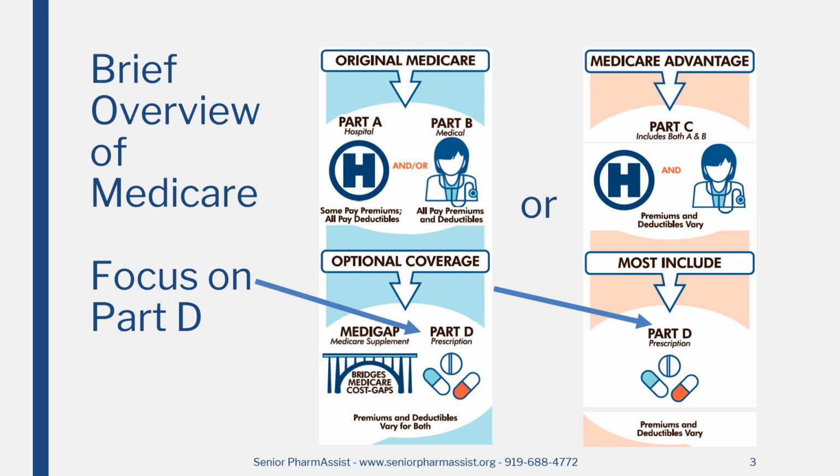This slide shows an overview of the various parts of Medicare and the options you have in choosing how you want to obtain Medicare insurance. In general, there are two paths you can take to obtain Medicare insurance: Original Medicare on the left or Medicare Advantage on the right. The differences in the two paths will be covered in other videos. The key parts of Medicare are Part A, hospital coverage; Part B, medical coverage; Part C, Medicare Advantage; Part D, Medicare prescription coverage; and Medigap, or Medicare supplemental coverage. This video covers Medicare Part D, prescription coverage.